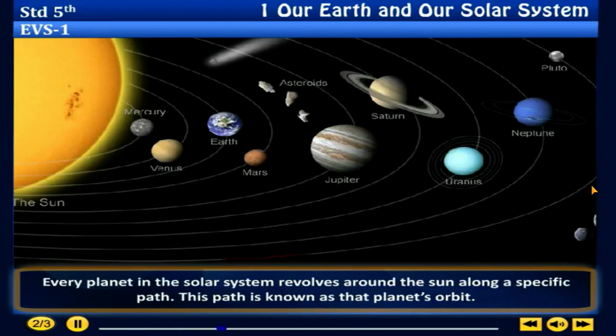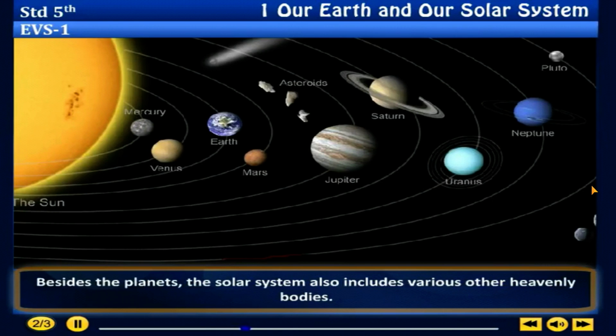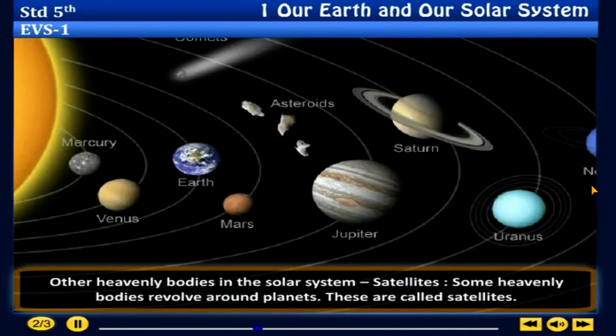Every planet in the solar system revolves around the Sun along a specific path. This path is known as that planet's orbit. The Sun, which is a star, and the planets that revolve around it are together called the solar system. Besides the planets, the solar system also includes various other heavenly bodies.